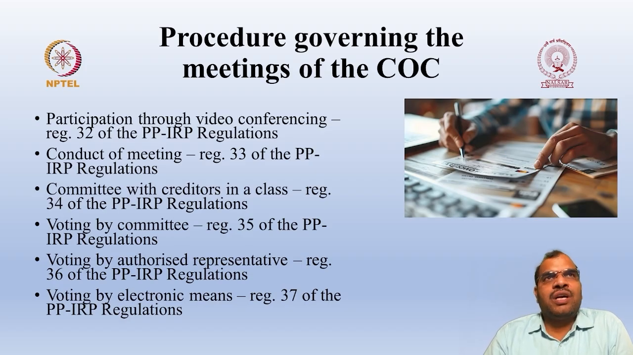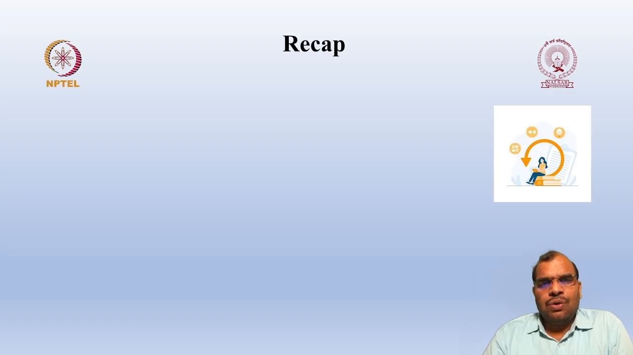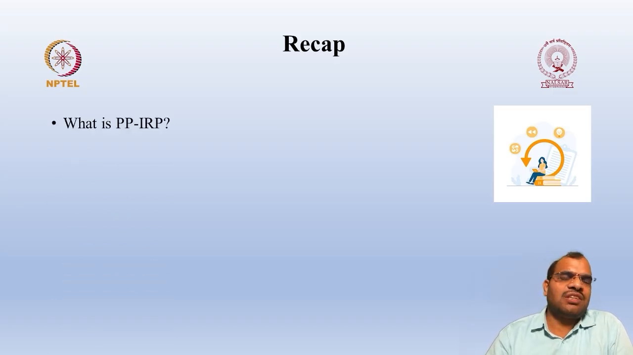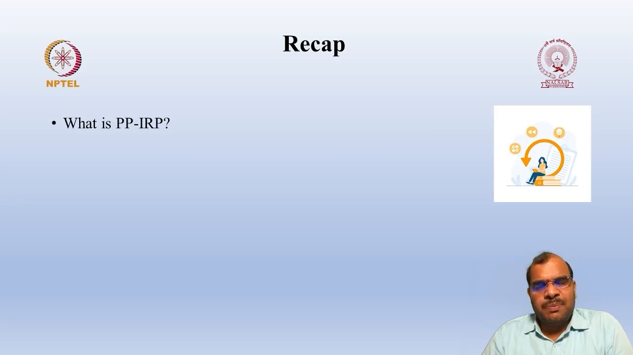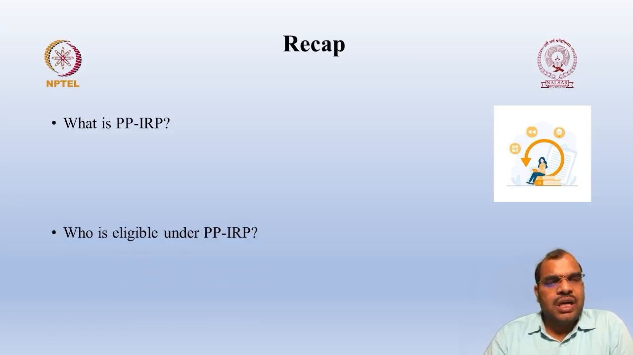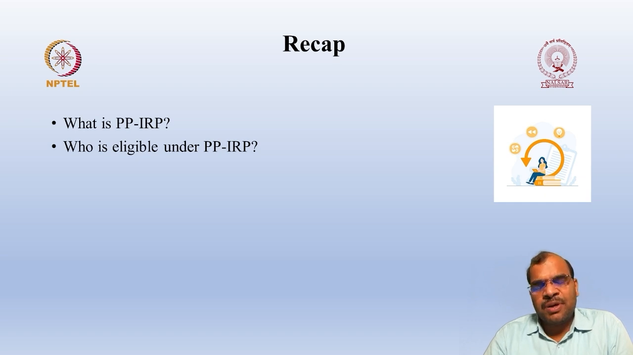Then voting by electronic means. Yes, there is a possibility you can conduct the voting through electronic means also. Okay, so let us recap what we have discussed till now. Till now we have discussed what is PP-IRP, prepackaged insolvency resolution process. Then who is eligible under PP-IRP? All MSMEs, and where the default is less than 10 lakh rupees, in such cases PP-IRP is applicable.